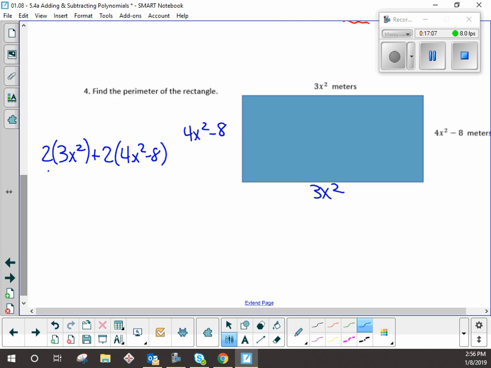So that would give me 6x squared. And then distributing this 2 gives me 8x squared minus 16. And then I would combine these two things and get 14x squared minus 16 meters. Right? You want to put your units.